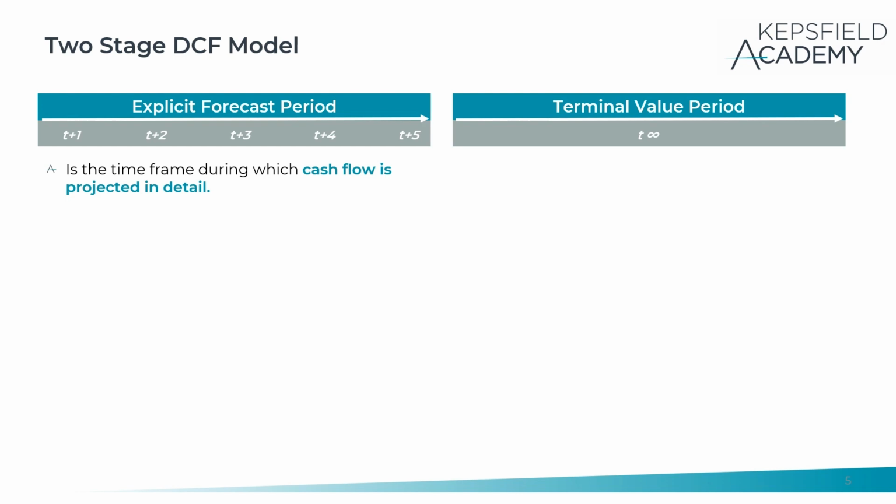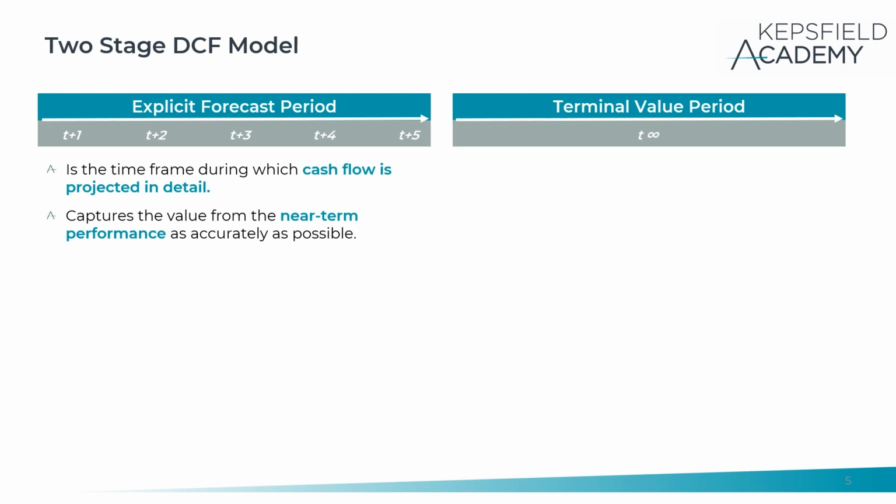The main objective of the explicit forecast period is to capture the company's near-term performance with as much accuracy as possible. Since the near future is generally more predictable than the distant future, financial analysts use this period to estimate cash flows with greater confidence.